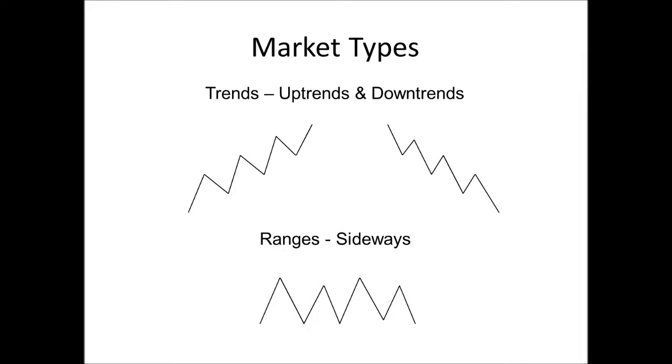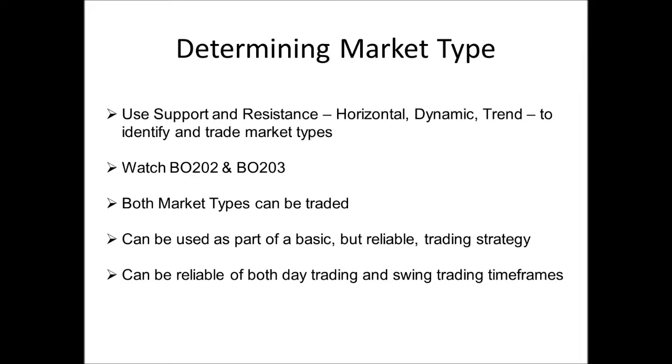To start off with, let's look at market types. This is very basic stuff. Price trends, it uptrends or downtrends, or it ranges, it moves in a sideways direction. We can use what we've learned in the last two videos about support and resistance, more specifically horizontal, dynamic and trend support and resistance, to identify and trade these market types, being trending markets and ranging markets.